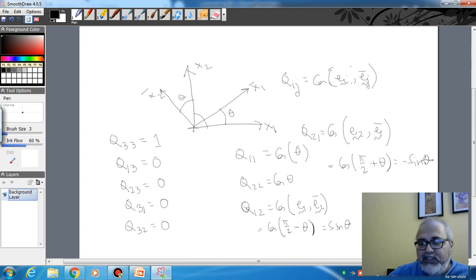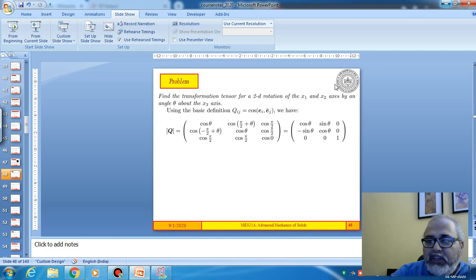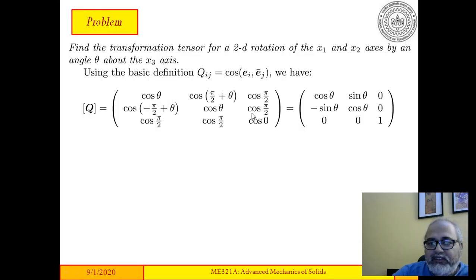So this is how you will do this two-dimensional transformation, and the transformation matrix would look like this, and the final matrix would be of this form, if you use the old with respect to new notation for Qij. If you use the other one, these two would get interchanged, and therefore these two would get interchanged. Okay, we will not do that.